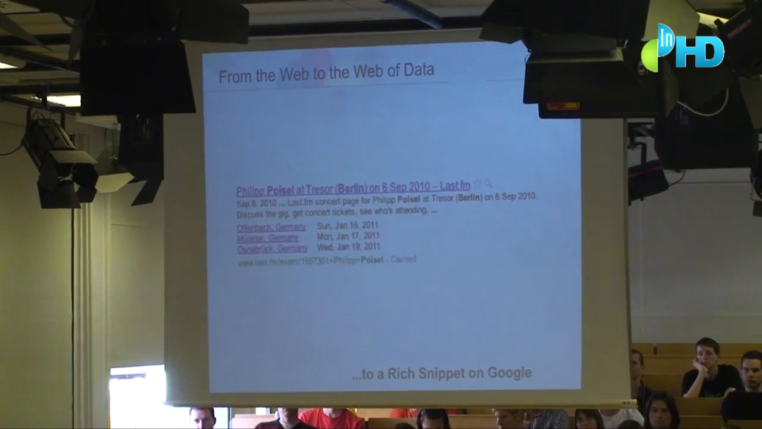So this is a concert website, and you can see this is a snippet coming from Google, and we call these kind of snippets rich snippets, because they're richer than normal snippets. You can see here Philipp Poisel is a German singer, and he has concerts in Offenbach, Münster, Osnabrück, and you can see the dates at the right. So this is structured data, and you can see the source. This comes from Last.fm. So how can we come from structured markup somewhere on a website to this rich snippet? We will talk about this today.